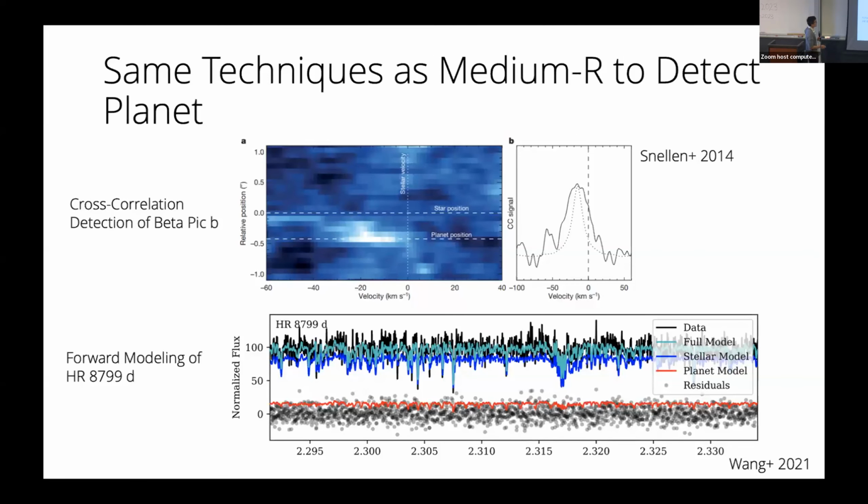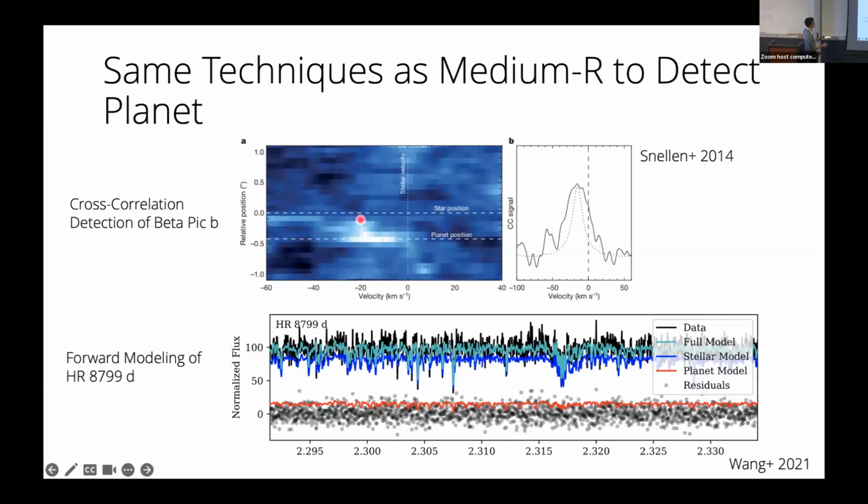Just like medium resolution, there are two ways in the data analysis to detect planets. One is using cross correlation. This is what was done for the first planet detected with high-res spectroscopy, Beta Pictoris b. The slit was actually placed along the axis with the star.